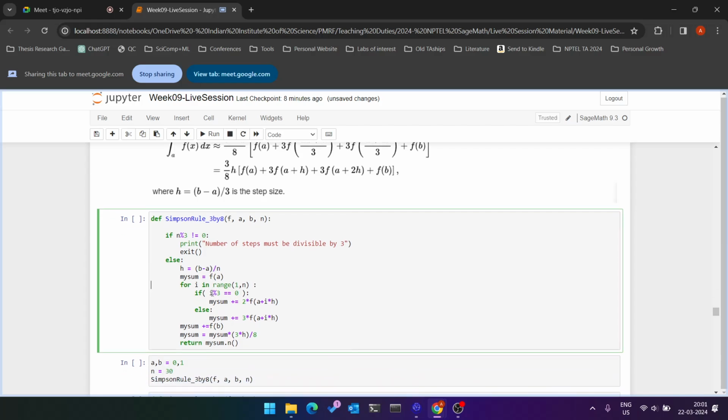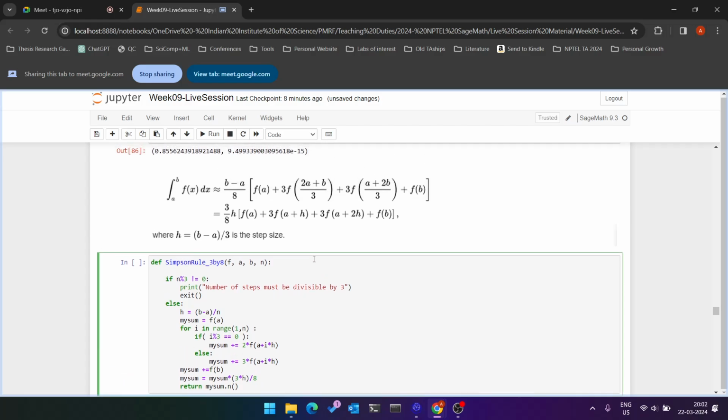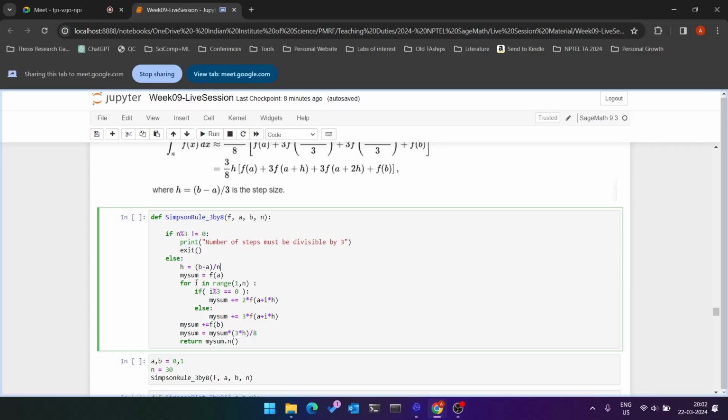Otherwise, I write down my step size: I calculate b minus a by n. So if n equals 6, my h is b minus a by 6. Because we have 6 intervals, we have 7 points: 2 points on the boundary and 5 internal points in between.